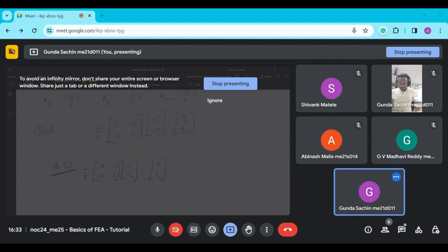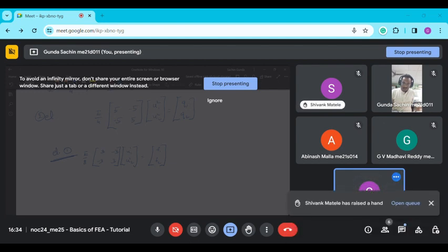Is there any doubt still here? I hope everything is clear. So once you have this elemental stiffness matrix, the next step is you want to do the assembly. For that, before doing the assembly, you can... yes, Shiva.